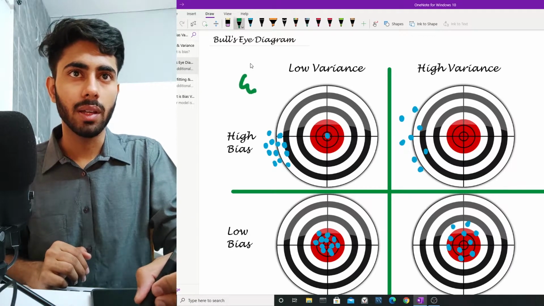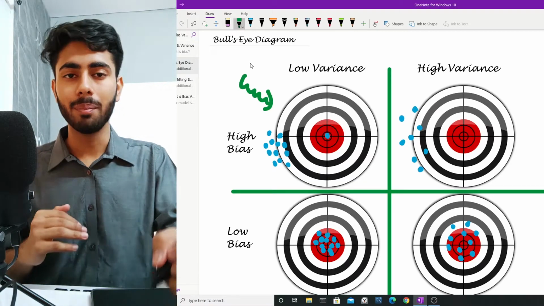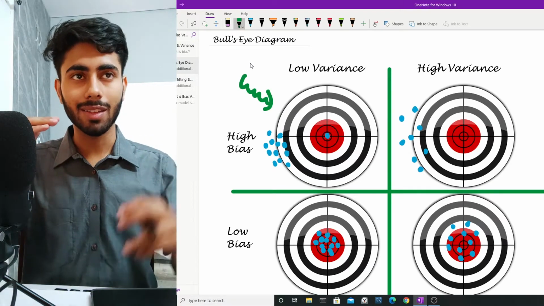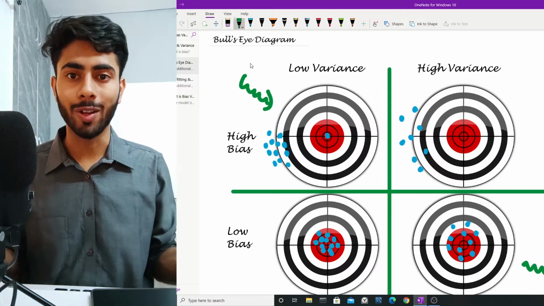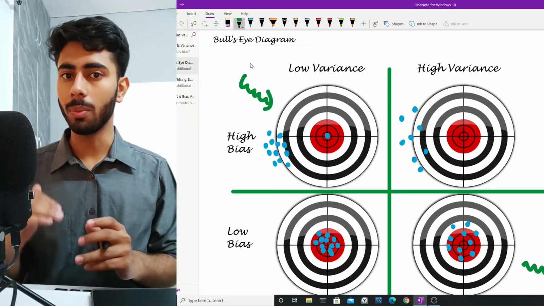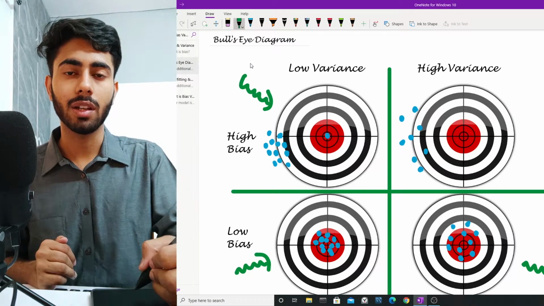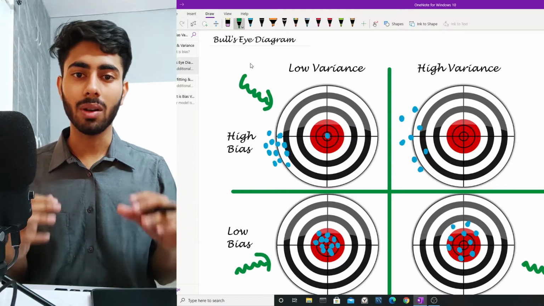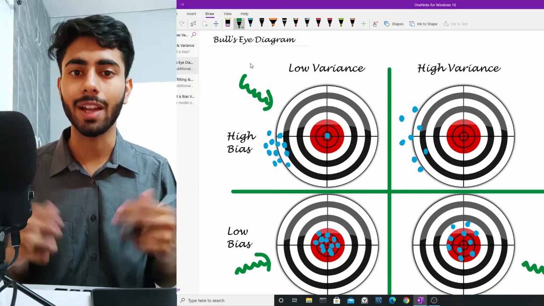The first case here represents the condition of underfitting. Why underfitting? Because it is a condition of high bias and low variance. The last column represents the condition of overfitting. Why overfitting? Because of low bias and high variance. And the third column here represents the condition of a good model, a model that has a perfect balance between overfitting and underfitting, a model that provides high accuracy.